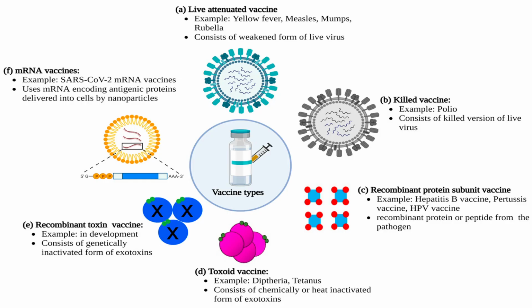Lastly, as we can see in this picture, we have many types of vaccine, from live attenuated vaccine, killed vaccine, subunit vaccine, toxoid vaccine, recombinant vector vaccine, and messenger RNA vaccine. And of course, each one of these types of vaccine has its own purpose.